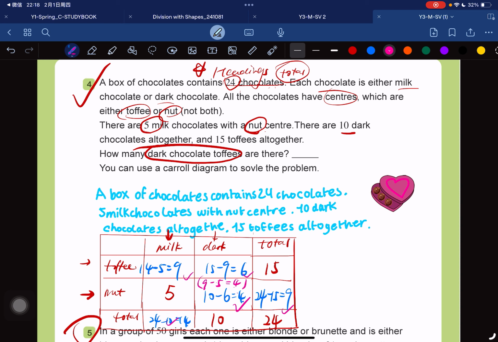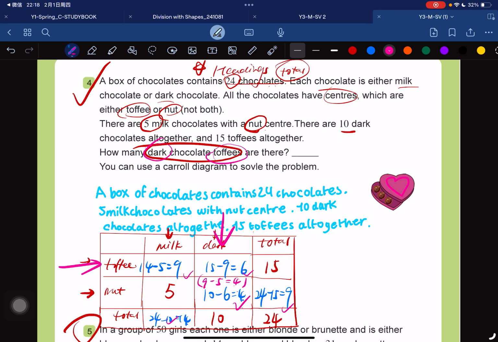But to answer the question, it wants us to find how many dark chocolate toffees there are. So we want dark and toffee. So do not forget to answer the question. So the final number we are going to choose should be 6. So we just need to put 6 here. But to work out this number, you need to draw and finish this Carroll diagram by yourself.